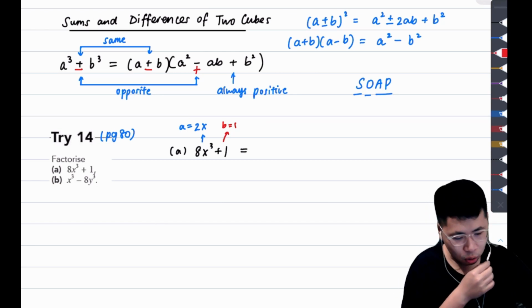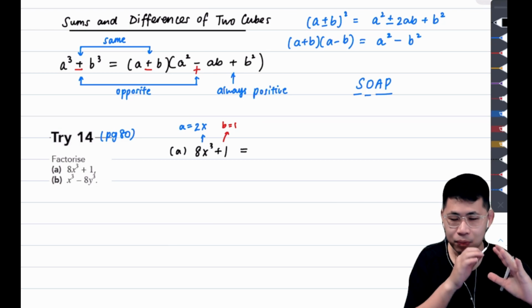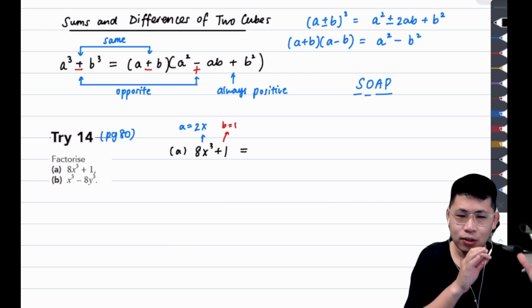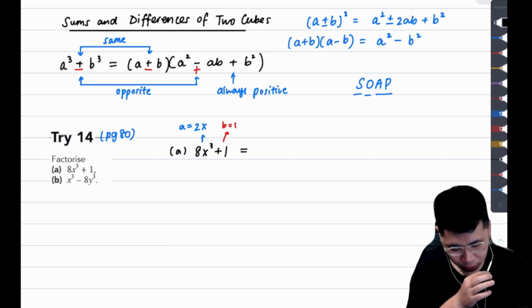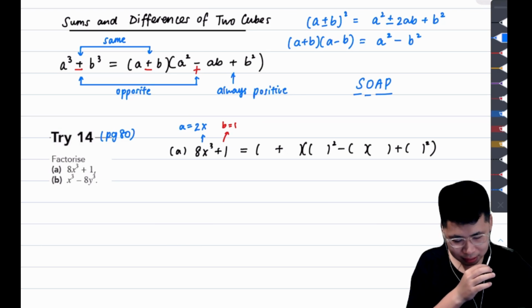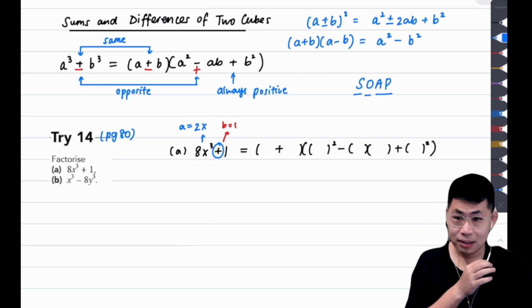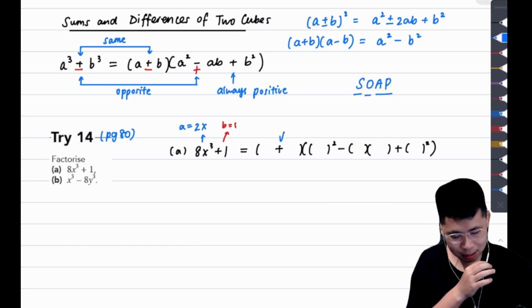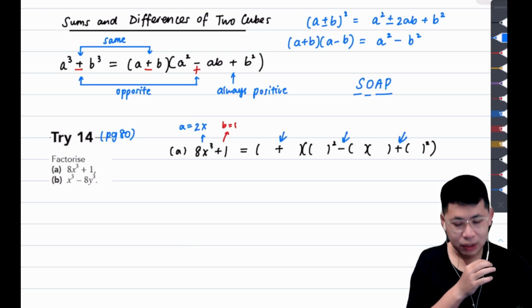So over here, let us put in the frame so that we can fill in the blank later. We are going to have our A plus B, and we are going to have our A squared minus AB plus B squared. Take note of the signs over here: same, opposite, always positive. Same as which one? Same as this one over here.